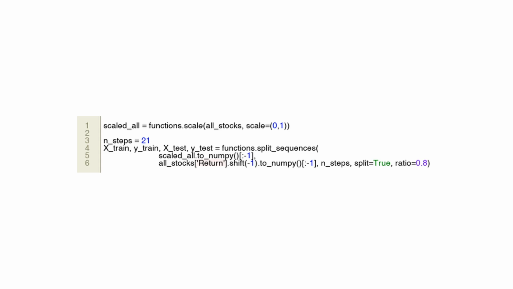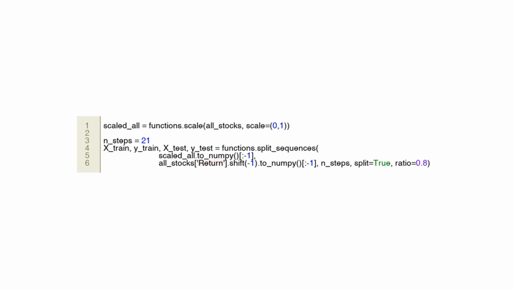After scaling the data, the code prepares training and test sequences. It uses a custom function to perform this operation, which takes in the scaled stock data, target variable return, number of time steps, n steps that define the length of the input sequences, and a ratio to determine the train-test split. The n steps parameter most likely dictates how many time steps will be used to predict the subsequent return. The split parameter indicates that there is a need to split the data into training and testing datasets, and the ratio defines the proportion of the split, with 0.8 indicating that 80% of the data is used for training and the remaining 20% for testing.